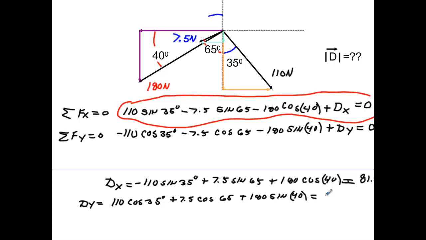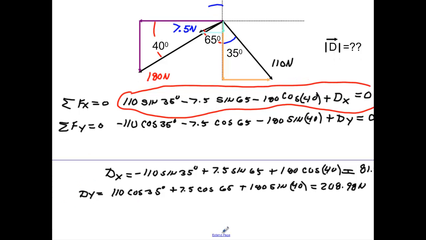Again, we'll get our calculator. 110 times the cosine of 35 plus 7.5 times the cosine of 65 plus 180 times the sine of 40 degrees. It gives me a larger value of 208.98 newtons. Okay, so now what we need to do is figure out what the actual magnitude of d is going to be.